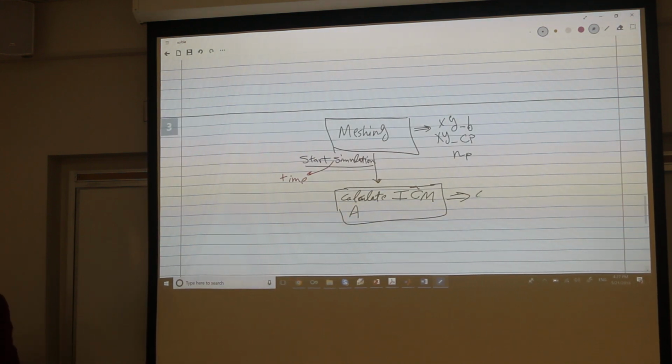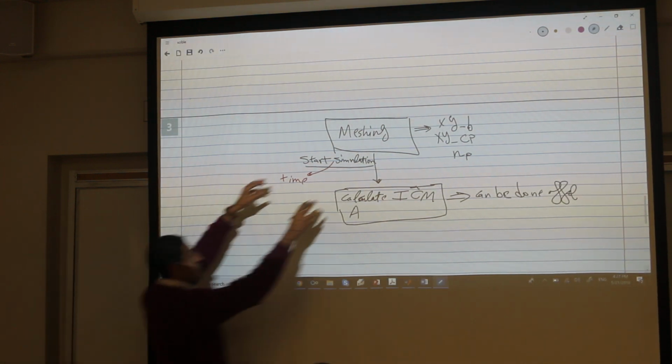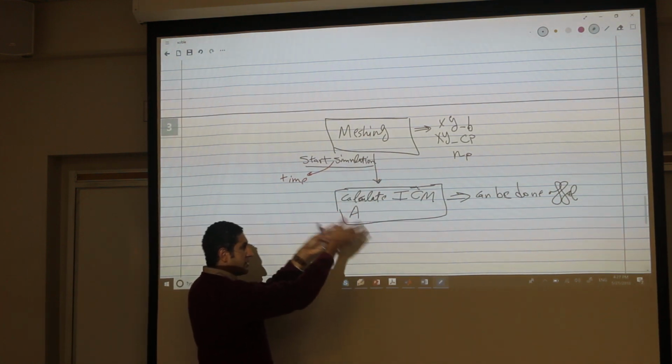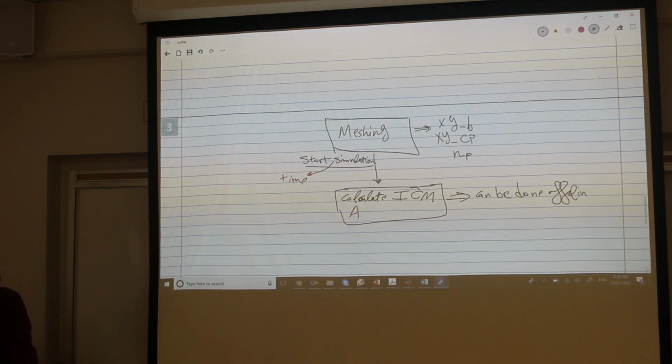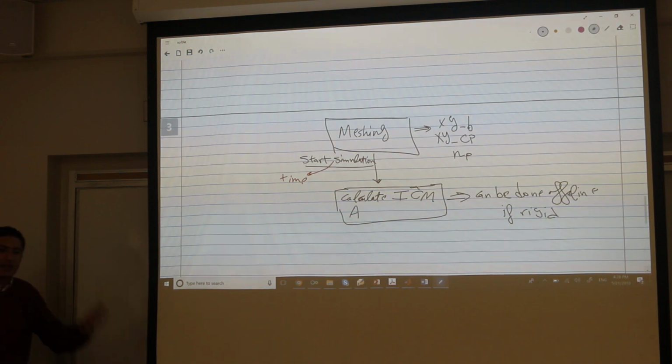So this can be done offline. By offline, I mean before the time simulation. Because it's time consuming if you construct the matrix at each time step. Offline, if rigid. Once you have your matrix, at the end of the day, you're going to solve a linear system. So A times gamma equals right hand side. Construct A, construct right hand side, and solve. So the next step is to construct the right hand side.